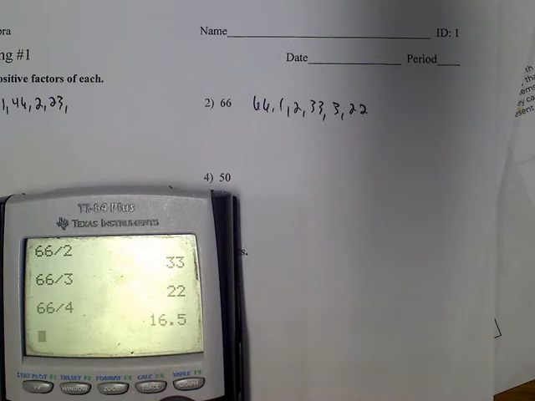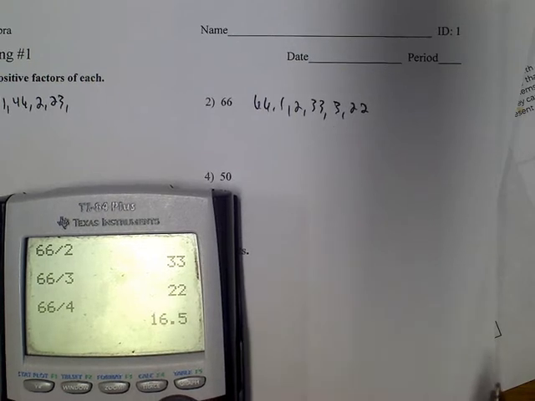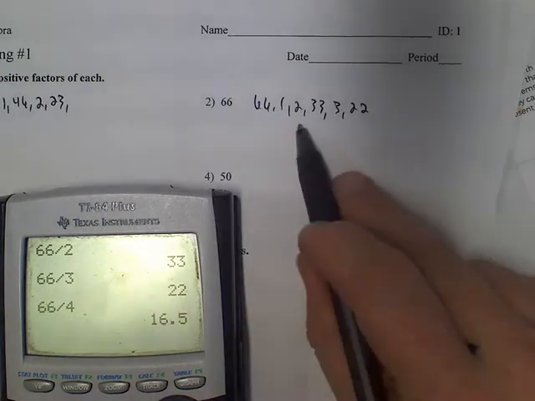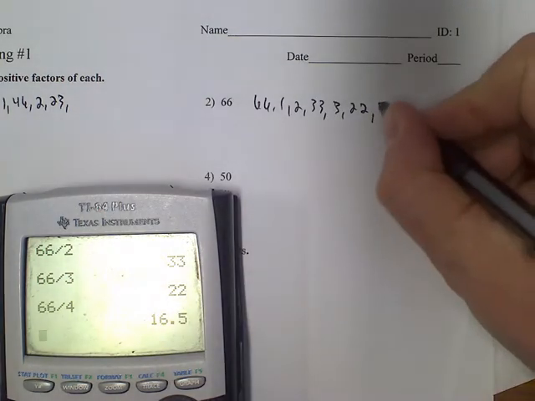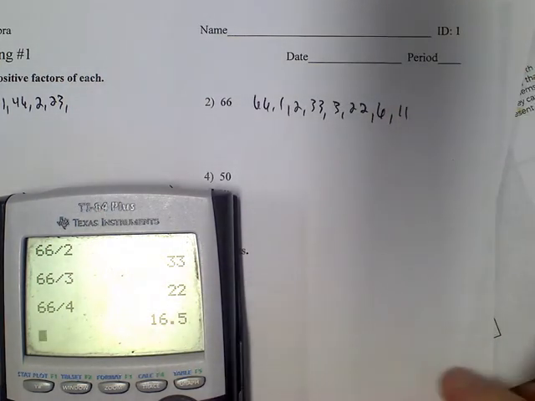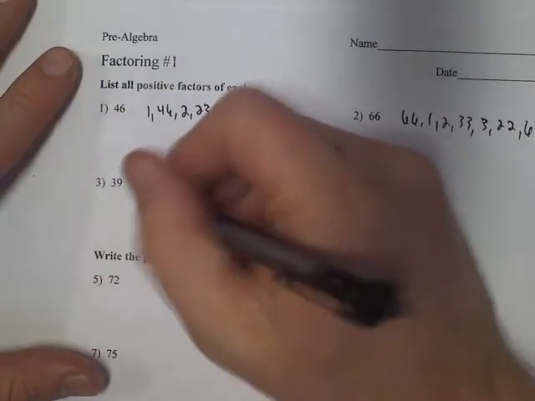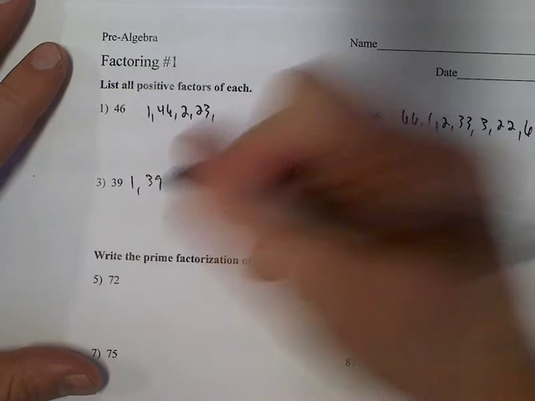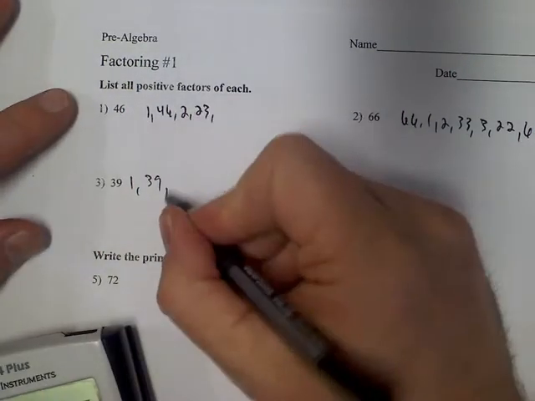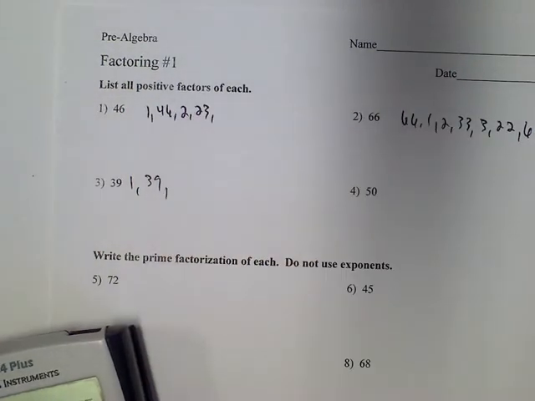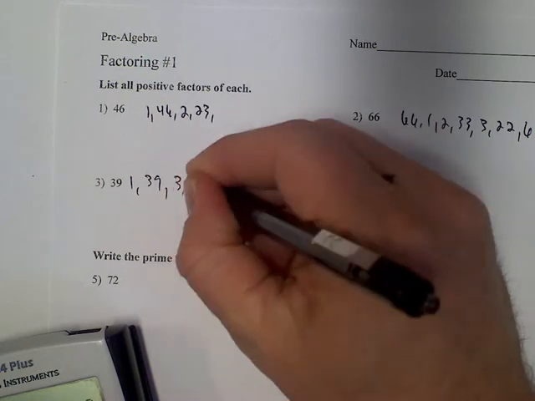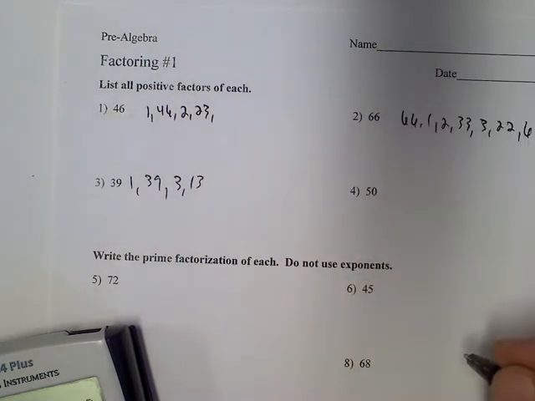66 divided by 4, no. I know it's not 5. I haven't done 6, so 6 and 11. Now 39 would be 1 and 39. 39 divided by 3 would give me 13. That's it.